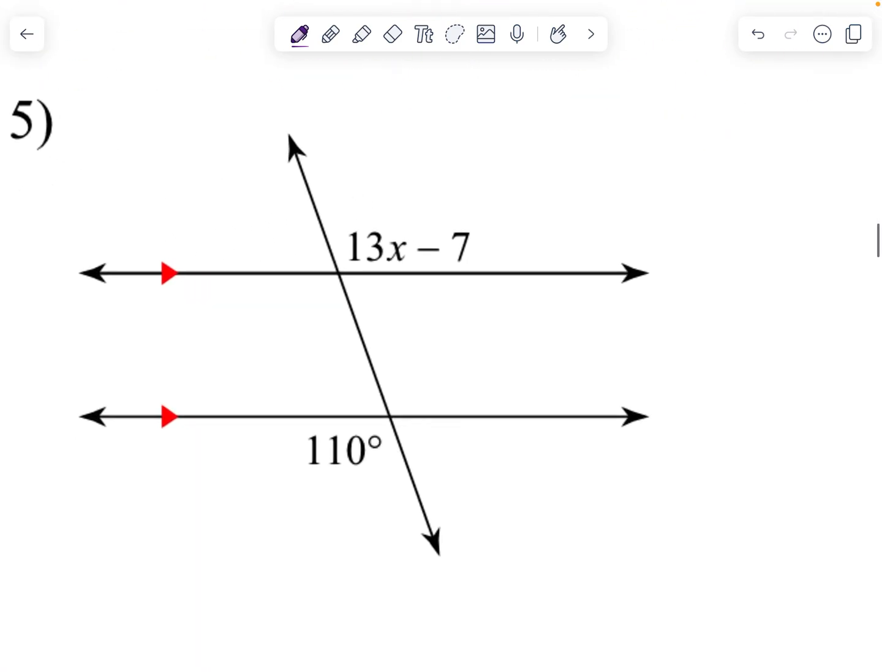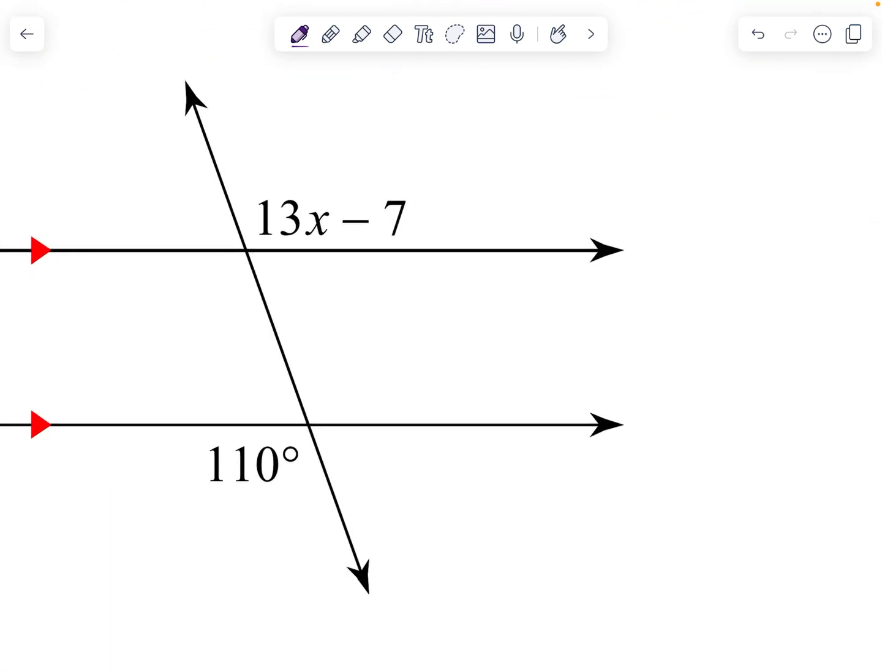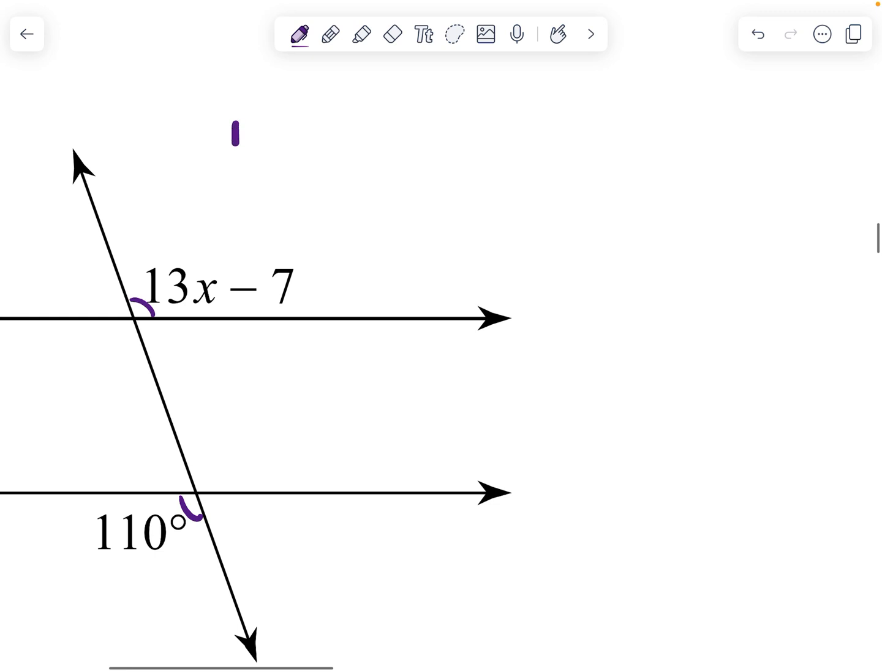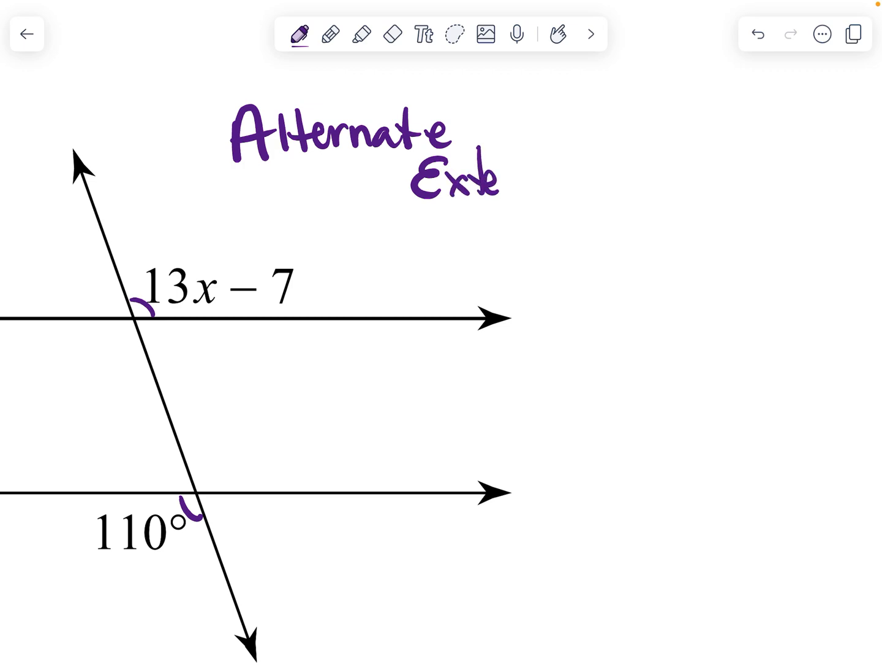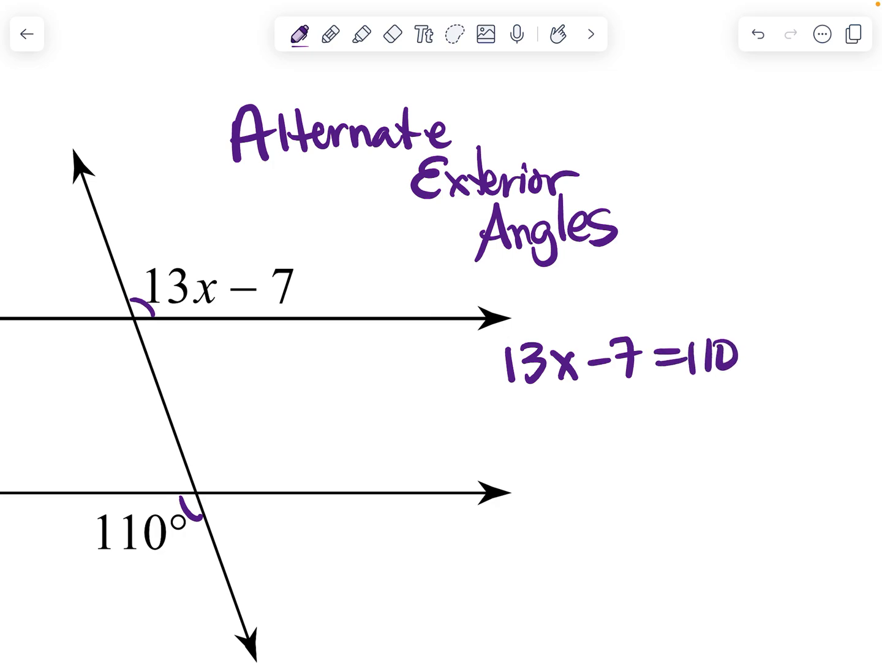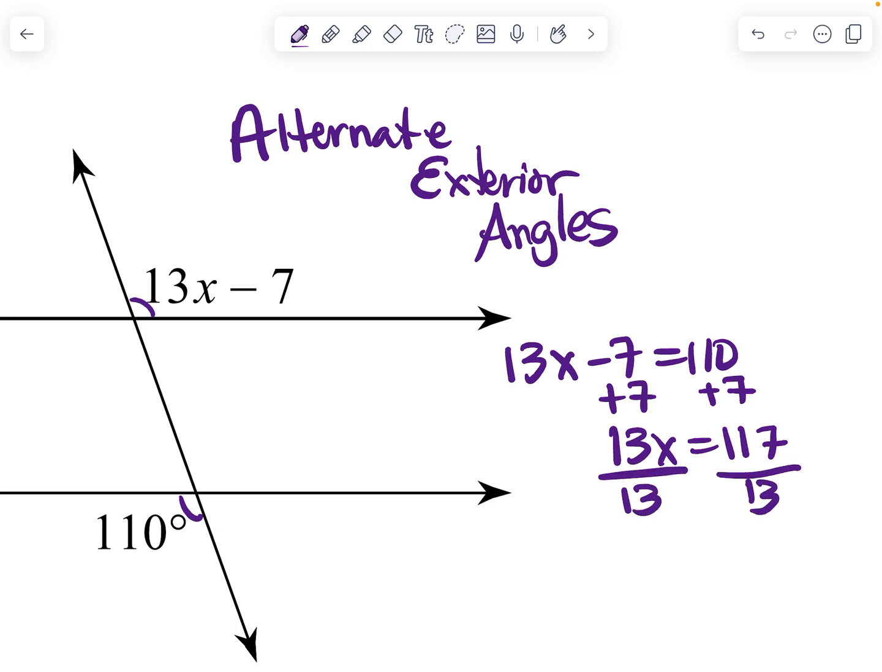Okay, down here, they are on opposite sides of the transversal. They're both exterior angles, so this is alternate exterior angles. And that means that they're equal to each other. So 13x minus 7 equals 110. I add 7 to both sides. I get 13x equals 117. I divide by 13, and I get x equals 9.